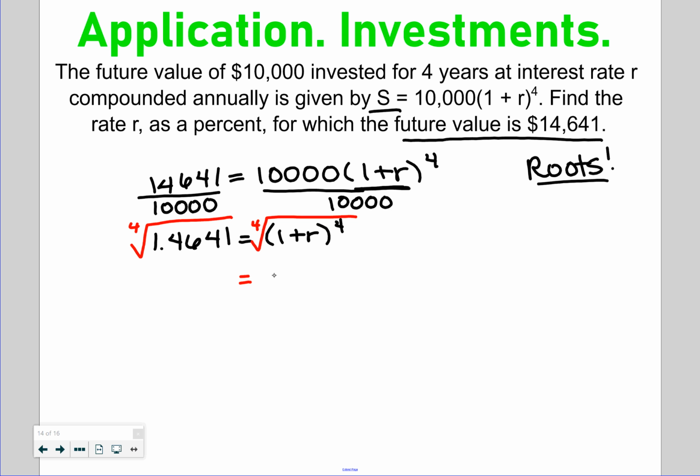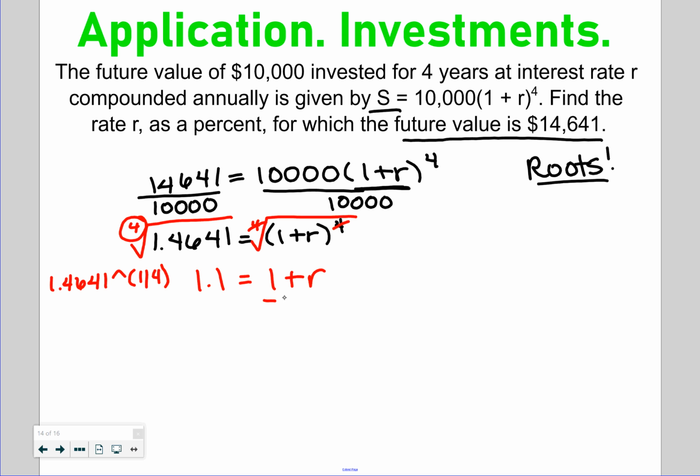So on this side, I'm just going to be left with the 4 and the 4 will cancel, 1 plus r. On the other side, in my calculator, I'm going to do the 1.4641 to the 1/4 power is how I'm going to type it in. You could also use the fourth root in your calculator. And it gives me exactly 1.1. Technically, because this is an even root, we would put a plus or minus in front of it. But because we're talking real life applications here and we're solving for R, which is an interest rate, we can't have a negative interest rate, so we're not going to include the negative solution.